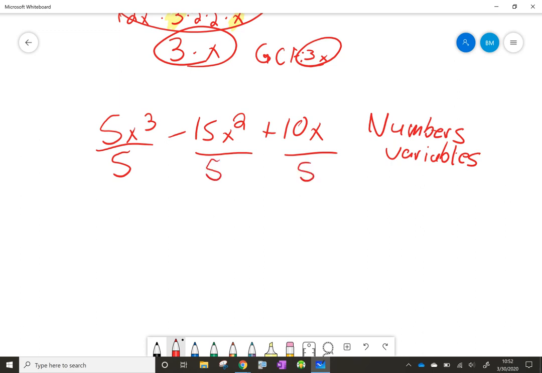If you're good with the advanced method, that basically means that you know your multiplication table pretty well, and you know how to divide pretty well. So the biggest number I can divide by here is 5.